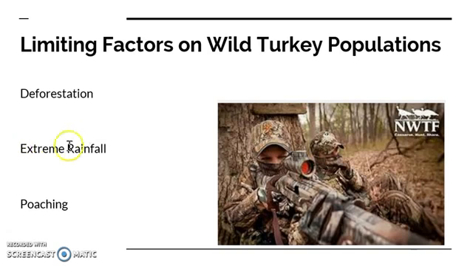Extreme rainfall can affect wild turkey populations because since they nest on the ground, extreme rainfall can make the ground soggy. It can even flood, which of course will disrupt the nests of the turkeys. And then finally, poaching can influence the population of wild turkeys.